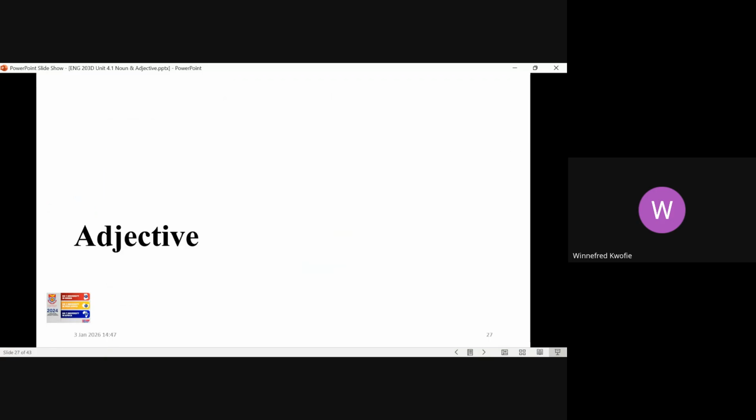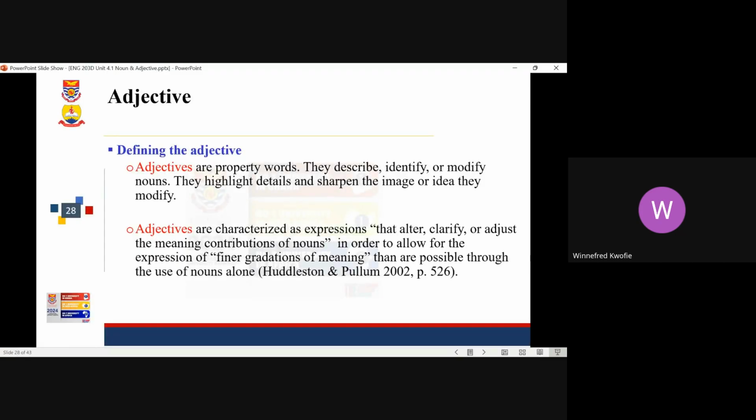Then we want to talk about adjectives. Normally we will say that adjectives modify nouns, right? That's the general definition that we all grew up with. And so yes, adjectives are property words. In other words, they identify or modify nouns. So they give us more information about nouns.